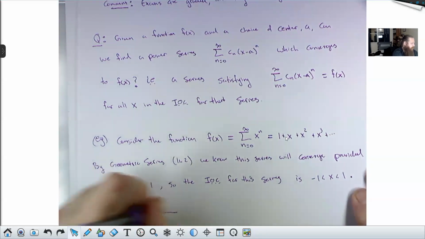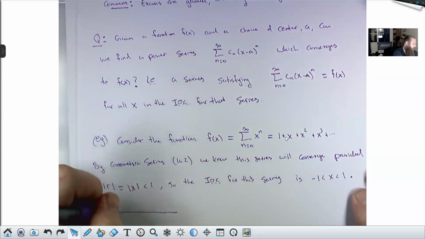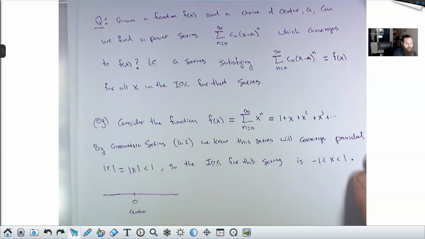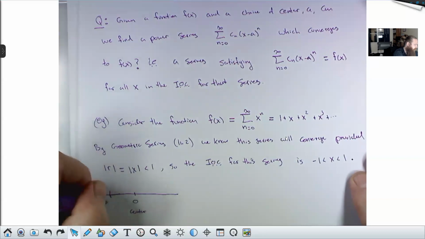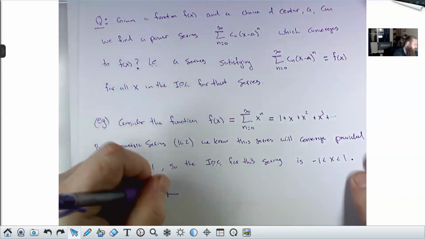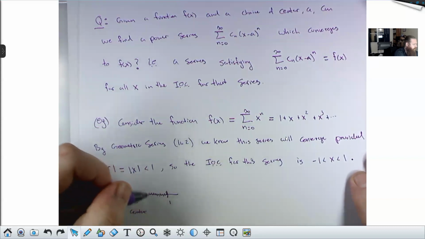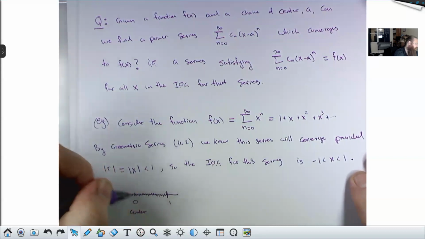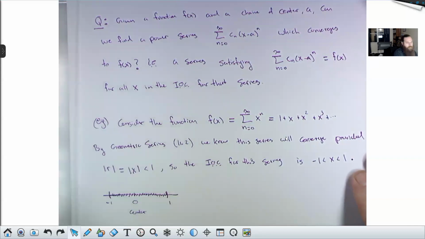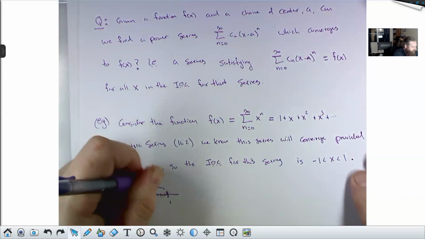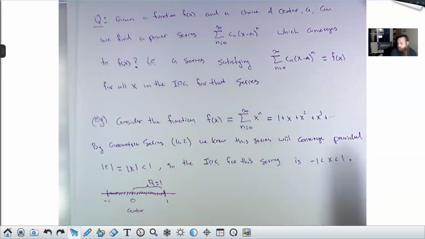If you draw it out, it looks like this. Right, the center here is 0 because x to the n is x minus 0 to the n. And you can walk left or right 1 unit and stay within this IOC. So when we draw out the IOC, that's what it looks like. That means our radius of convergence is, remember, this distance, which here is 1.